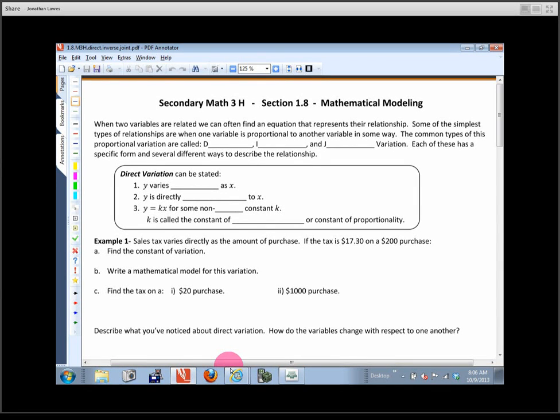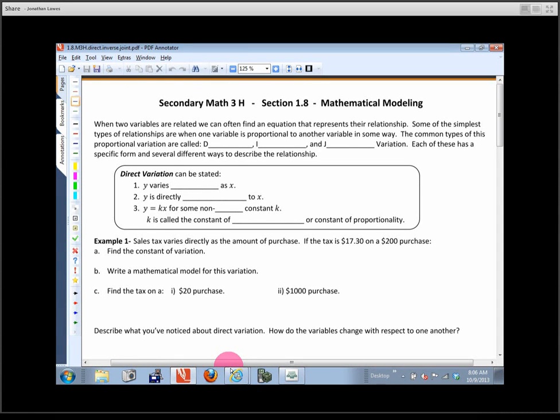Okay? So it starts off and it says, when two variables are related, we can often find an equation that relates their relationship. Okay, really that's a lot of what math is. We've got things that change here that affect other things that are changing, and if we can find some relationship, we can make some predictions. Okay? Really important to be able to do that.